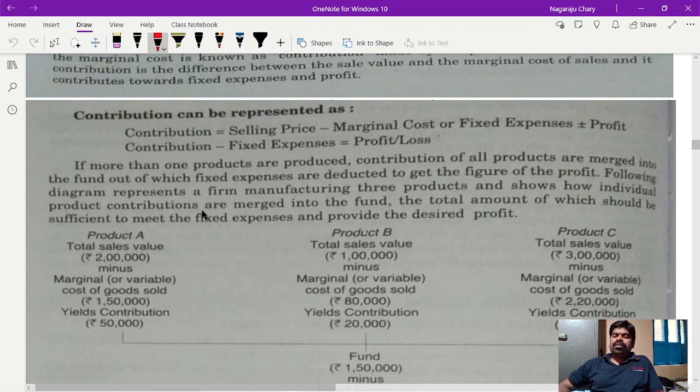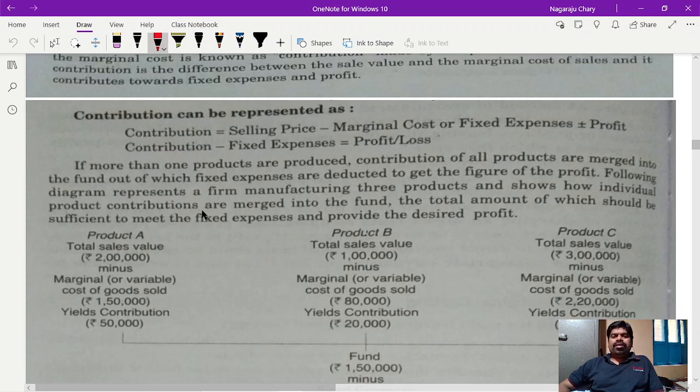Generally, the manufacturer takes into consideration the total cost while determining the price of the product. The total cost is taken as the criterion to fix the price. In that total cost, fixed cost and variable cost are there. To the total cost, the expected profit is added, and then the price of the product is determined.